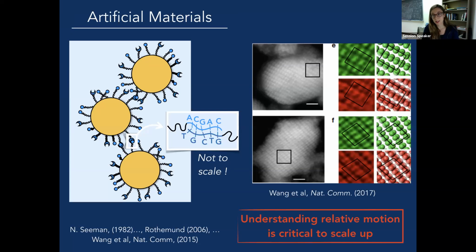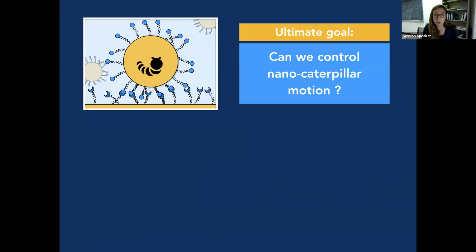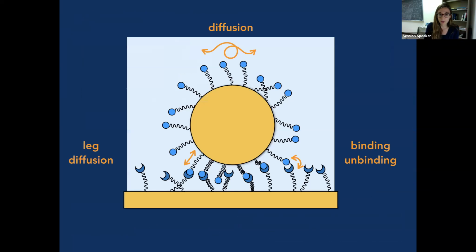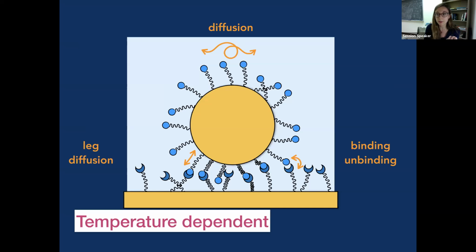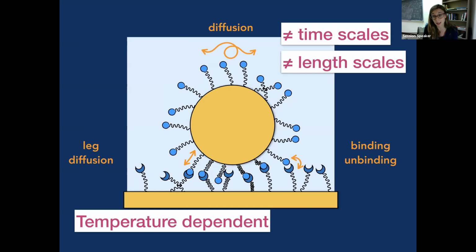Now, in both of these examples, it's clear that what is interesting is to understand how those particles move with respect to one another. And this is what I aim to do: to understand if we can control the nanocaterpillar motion. Now, it's a really hard question, and for several reasons. The first one is that when I think about those systems, they are very complex because they're very much temperature dependent. And then the second point is that these systems involve very different timescales and very different length scales. For example, the feet are really tiny in general compared to the length scales that the particles cover.